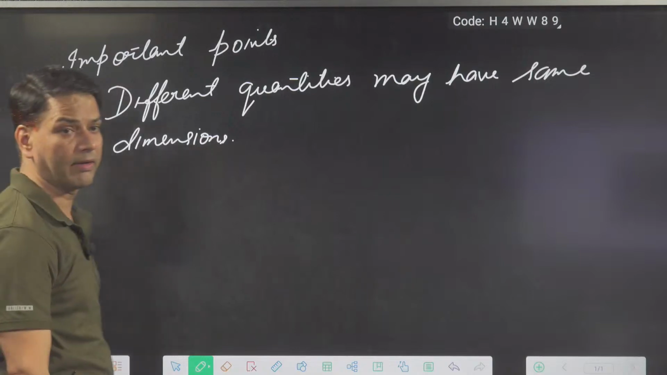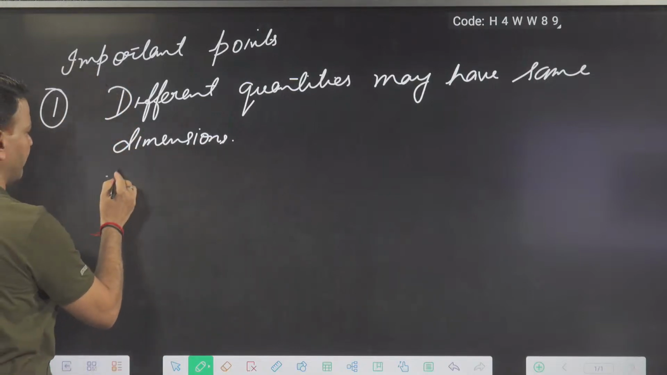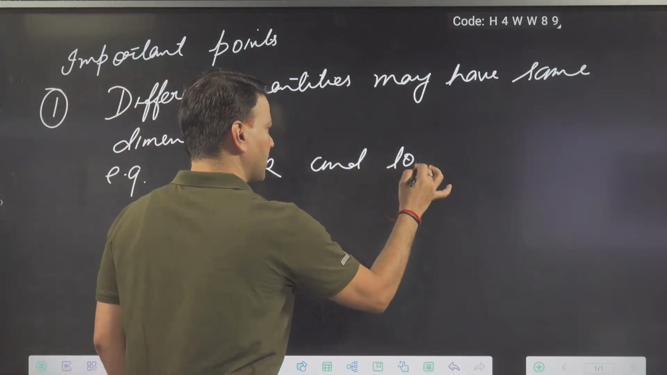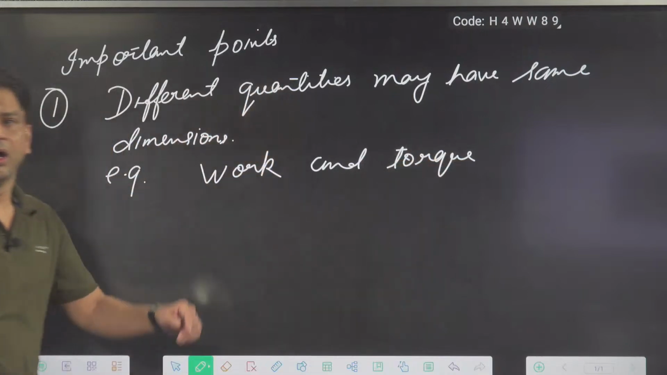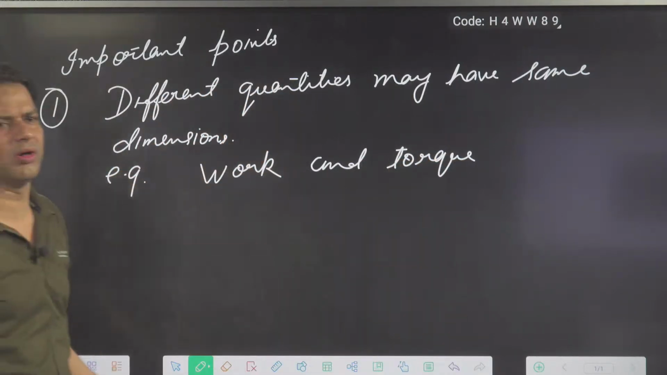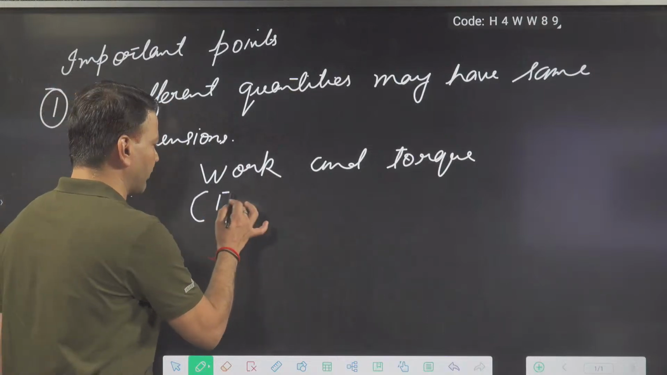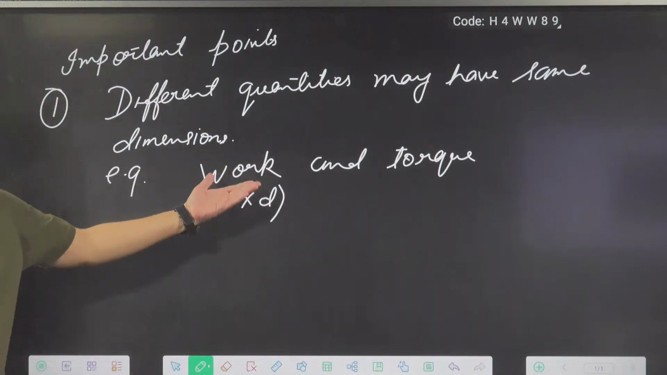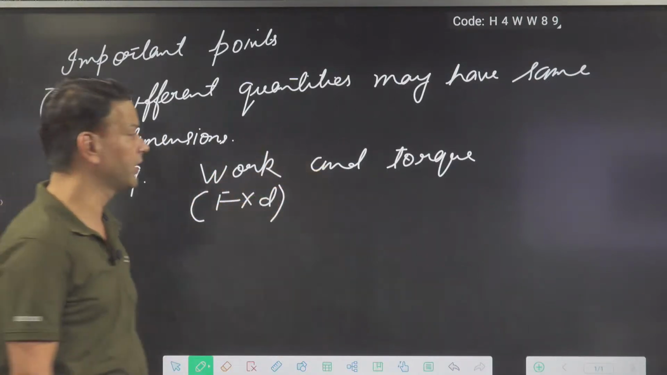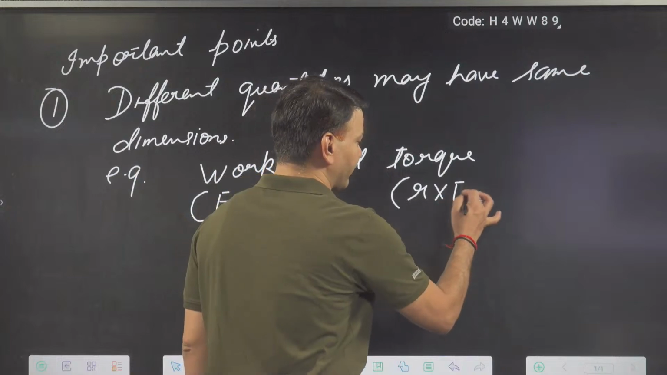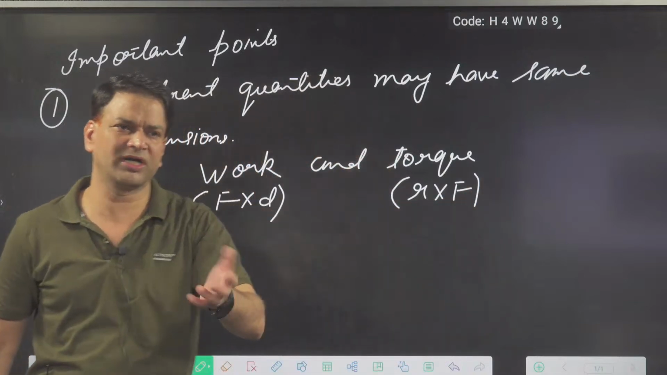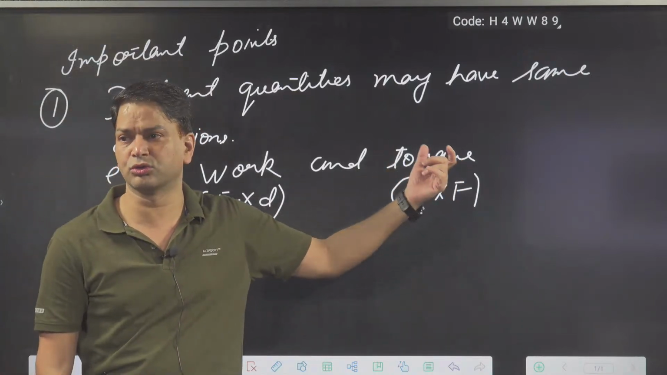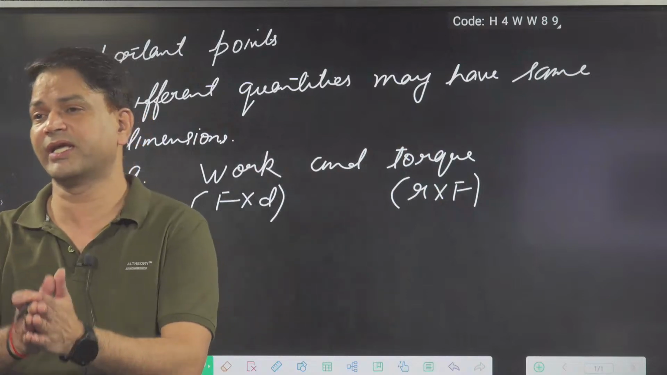Everybody got the example? If you want to write, for example we can say work and torque. Work, basically we use the formula F into D, force into displacement. Force dimension is MLT minus 2 and displacement dimension is L. Now torque is R cross F, where R is also a perpendicular distance, ultimately a distance. So R is L and force is MLT minus 2. Both have the same dimension, but they are different quantities.